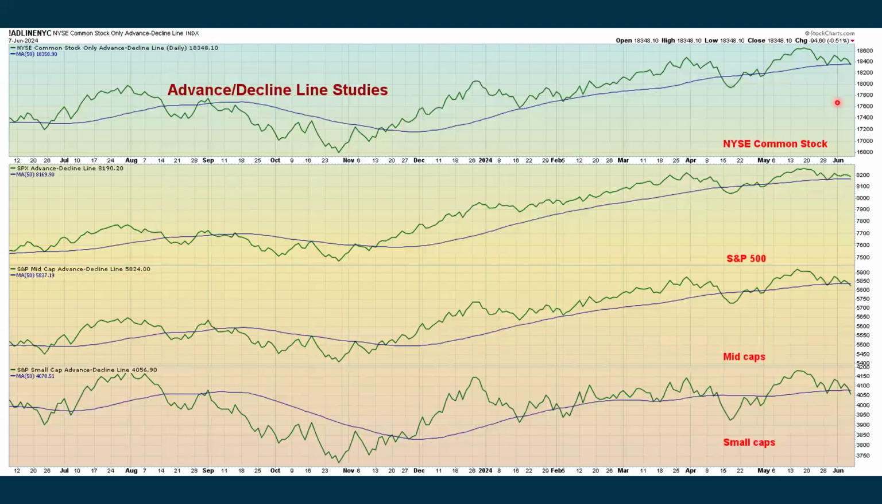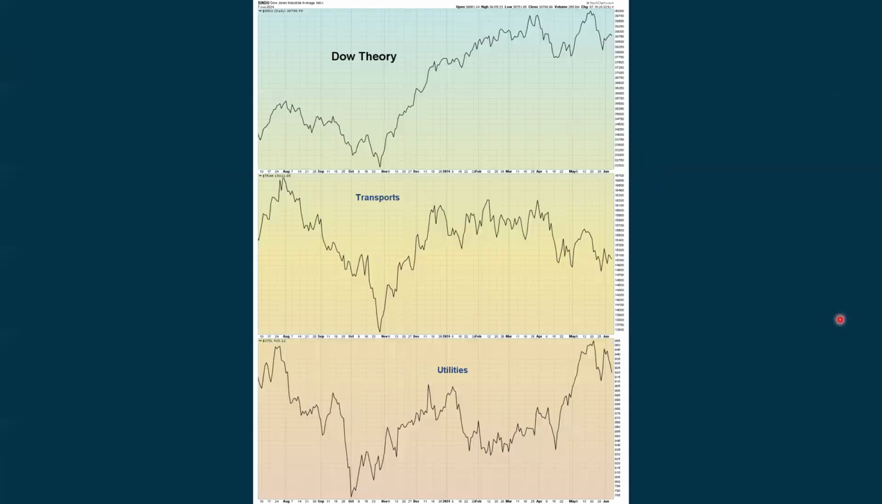And here's the advanced decline line studies, and I show this in the daily video too. The NYSE common stock is coming back down to its moving average. The S&P is still above its moving average. We're seeing some weaknesses with the mid caps and small caps, where they're starting to drop below their moving averages. Then here's traditional Dow theory, where we did set an all-time high with the Dow, and then it's been really pulling back as we've been marching through earnings season, and it's bouncing back up a little bit.